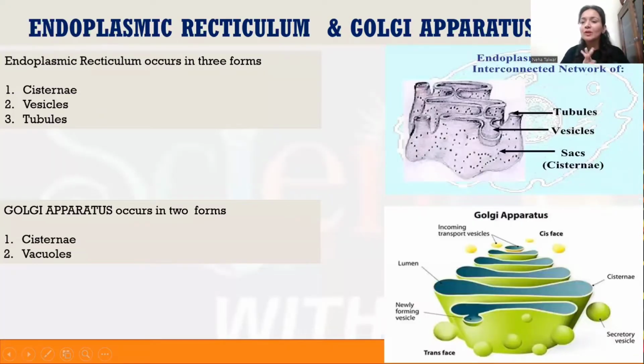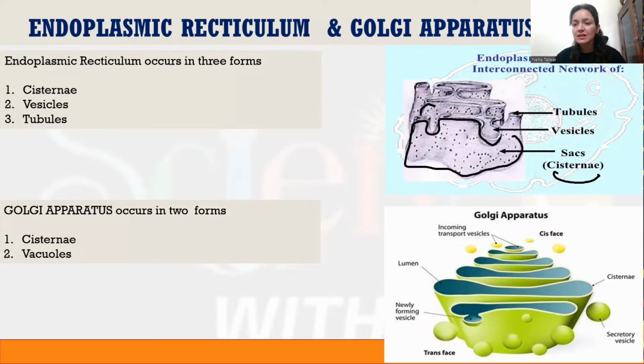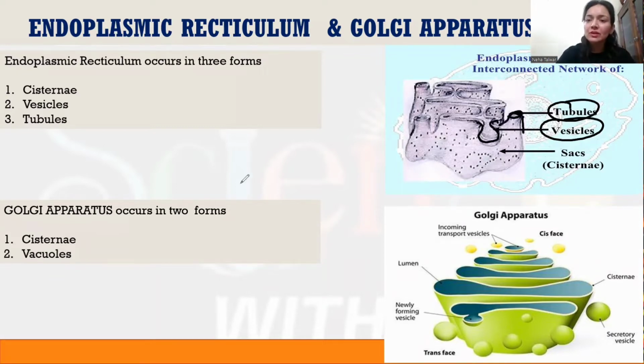Now, if we talk about the endoplasmic reticulum, you will see it has three different types of structures in itself. Number one is the cisternae, which is a sac-like structure piled over one another. So this is the first cisternae, second cisternae, third cisternae, like this. The second one is the vesicle, which is a circular structure, and the tubule, which is a tube-like structure. So there are three different kinds of structures of the endoplasmic reticulum.